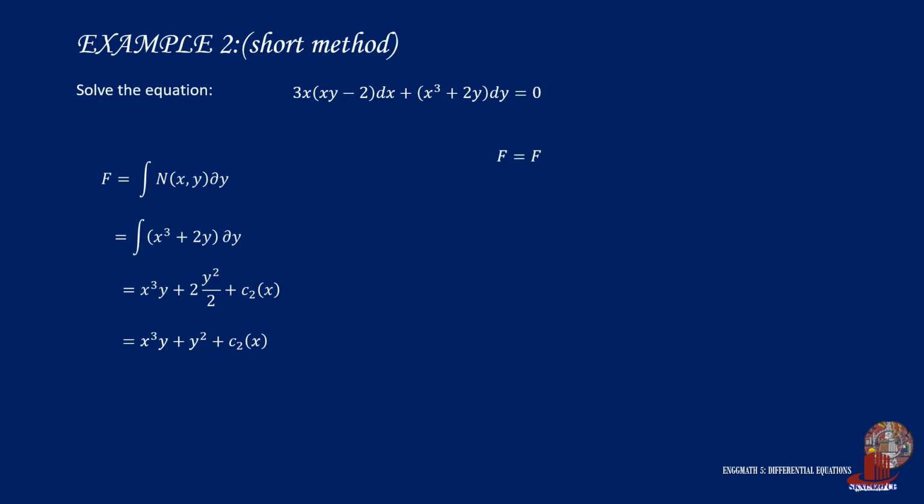Then, from f is equal to f, collect all terms whereby constants will be placed on the right side of the equation. And that would be x cubed y from both terms, then negative 3x squared, and then positive y squared, and all of this will be equated to c.